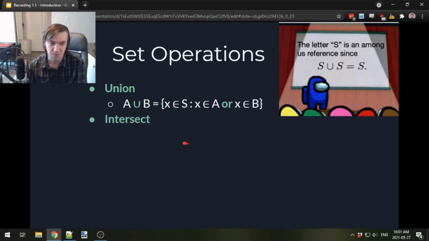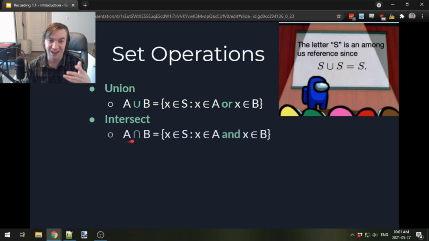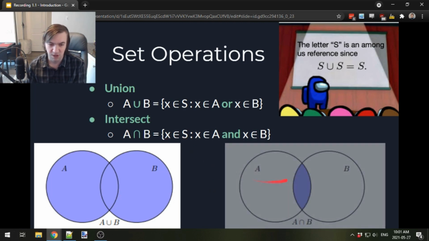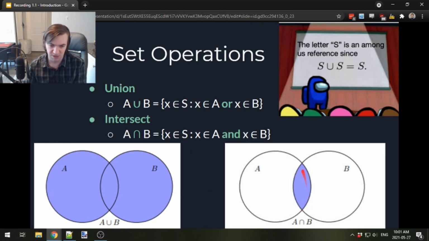The intersection is any elements that are in A and B. So you use this little loop to say that it's in this one and this one. It's the elements X that are in the set where X is in A and X is in B. The easiest way to think about this is using Venn diagrams. Union is any elements that are in either of these, including the elements that are in both, whereas the intersection is only the elements that appear in both sets. They can't just appear in one set, they have to appear in both of them.